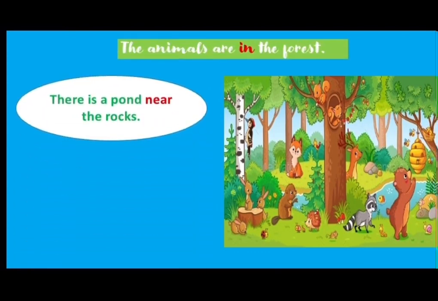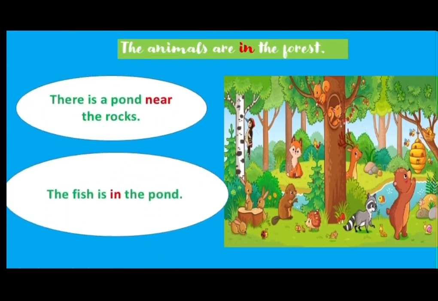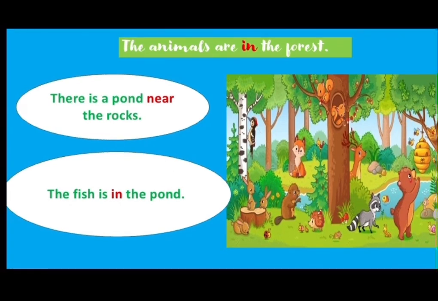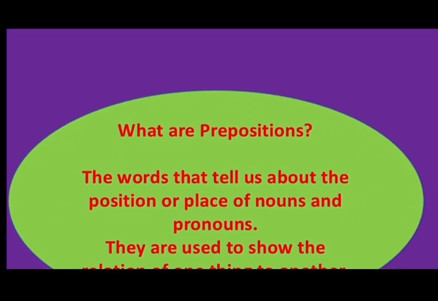There is a pond near the rocks. The fish is in the pond. As you can see, we have used the correct prepositions to show the various places and positions of these animals in the forest. Now let us understand what prepositions are.